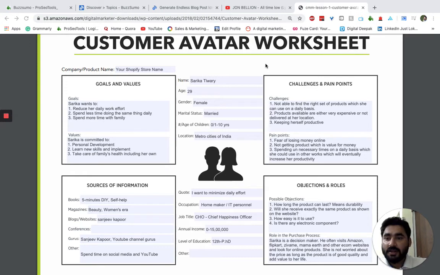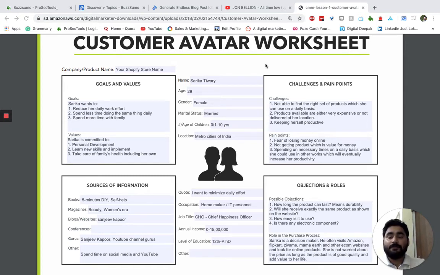I have outlined each and everything. It's not that I have read it somewhere. I have outlined it each and everything. I kept in mind the product which I am going to sell and how Sarika can get benefit from this particular product. Once this set of questions is answered through this customer avatar, I am good to go. I am good to design an ad.